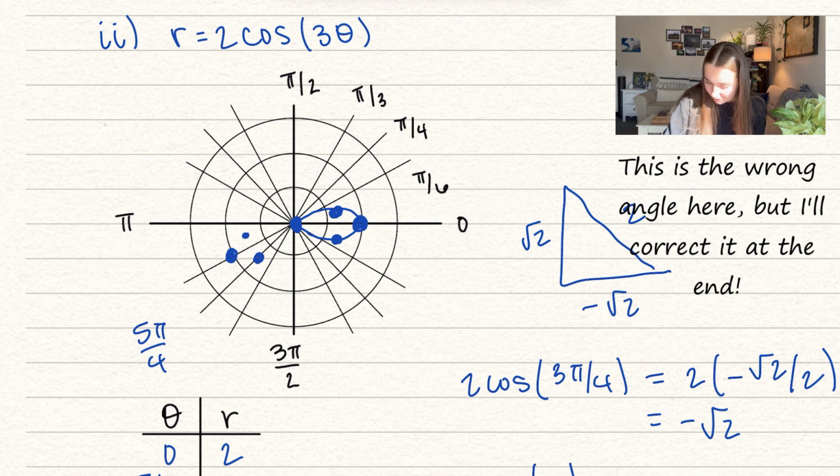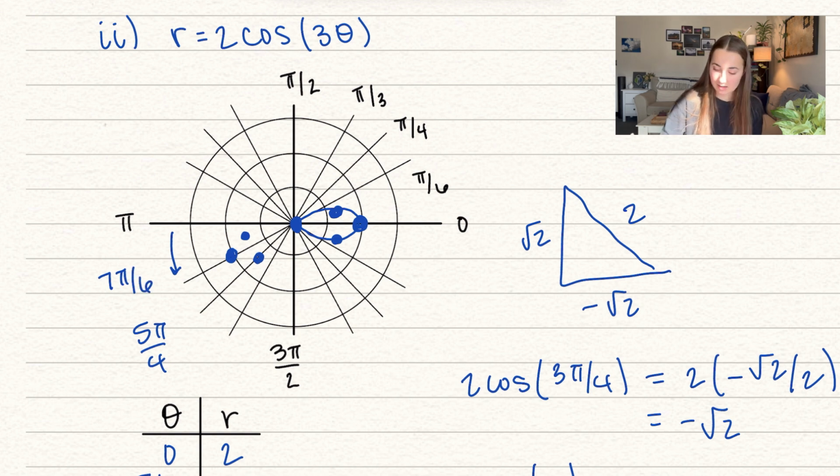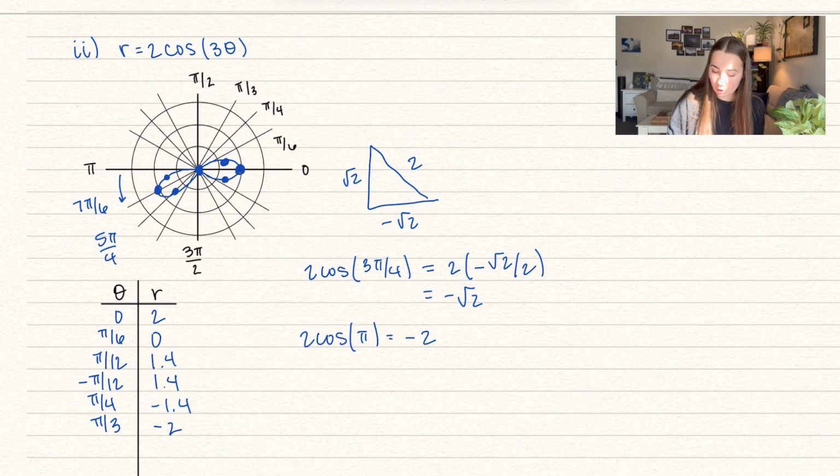If I were to plug in this value right here, right, that's going to be halfway between pi and, is this 7 pi over 6? Yep, I think it is. We're going to be halfway between pi and 7 pi over 6. And so here we can graph our next petal. We go from the origin all the way around. So we went all the way to pi over 3.